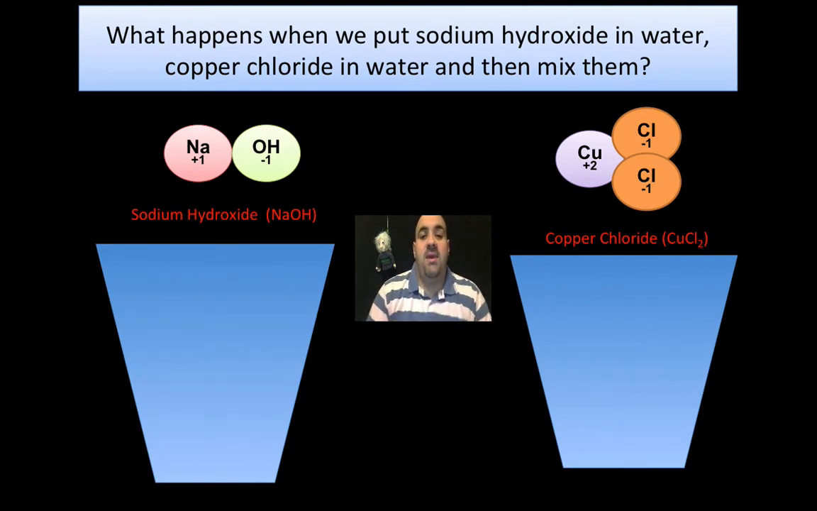So let's take a peek at what happens when we put sodium hydroxide in water, copper chloride in water, and then mix them. So on the left we have sodium hydroxide, NaOH, going in water, and it's going to dissociate.